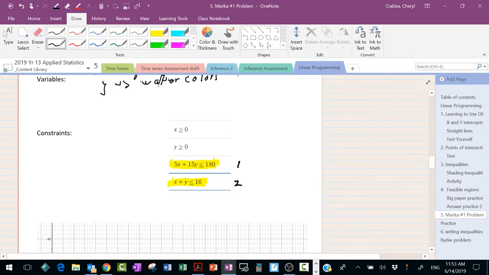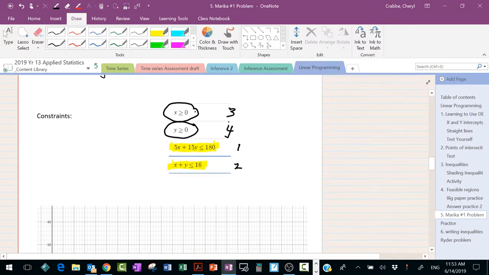And then the minor ones we still pay attention to, because they help us sort out our graph a little bit better. We know that in the context of the question, pastels can't be negative. So pastels have to be greater than or equal to 0, and watercolors have to be greater than or equal to 0. It's a way of confining our feasible region so that we're not going into the negatives for the context.